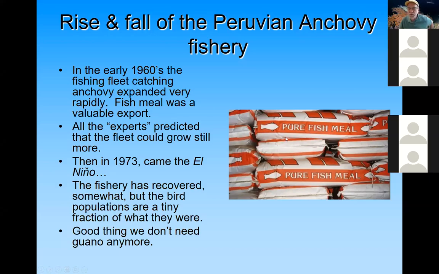Now the fish meal was used largely as animal feed, but it became very important. Dairy farmers in the United States used fish meal as a source of feed for their cattle. And so all the experts predicted that they could just keep growing the fleet and catching more and more anchovy, because as many as they caught, they didn't seem to exhaust the catch. So they weren't getting any decline in their landings, no matter how much they seemed to increase the harvest. However, that was in normal circumstances.